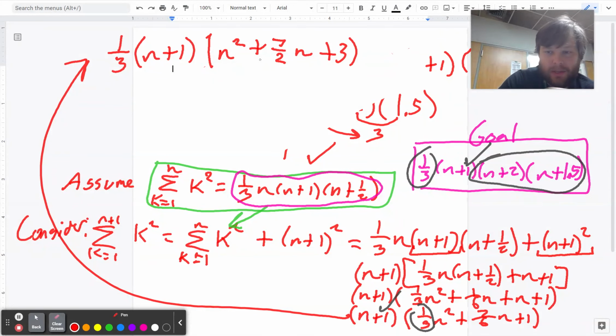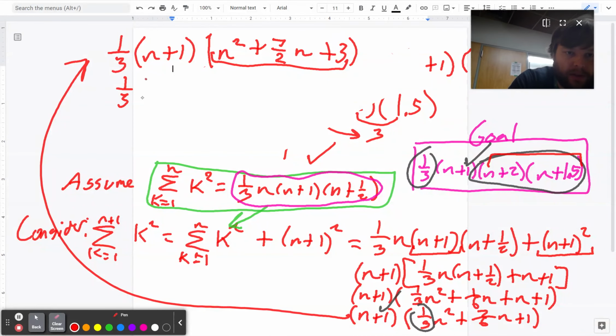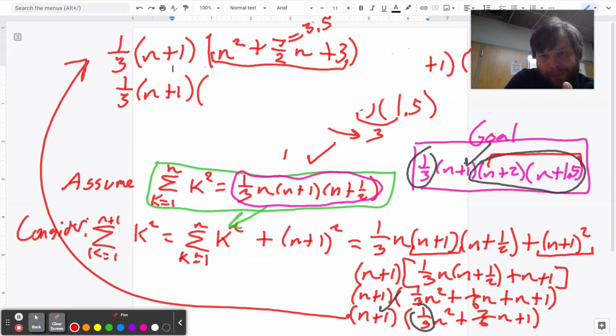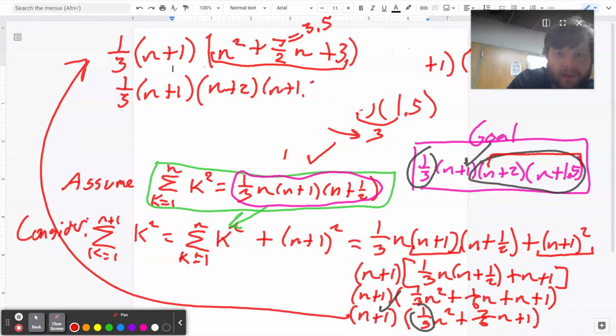Now, the last thing, we know what that should factor as. This part here should factor as these two pieces right here. If we rewrite this in decimal form, you can see a little clearer why. This is 1/3 times n plus 1. This right here is the same as 3.5. And so I'm thinking of two numbers that multiply to make 3 and add to make 3.5. Turns out n plus 2 and n plus 1.5 do the trick. Proof by induction. Okay, so that's the end of the proof right there.